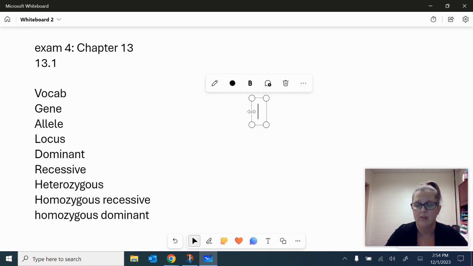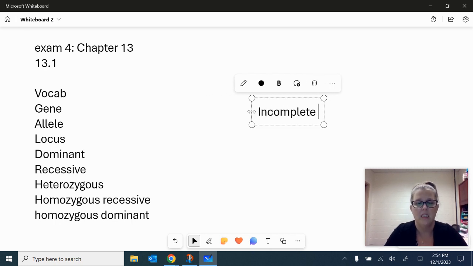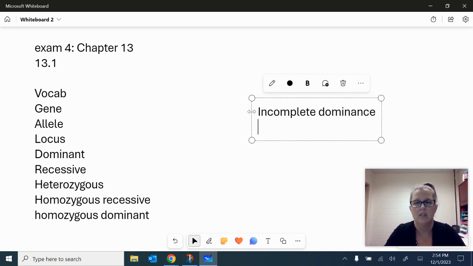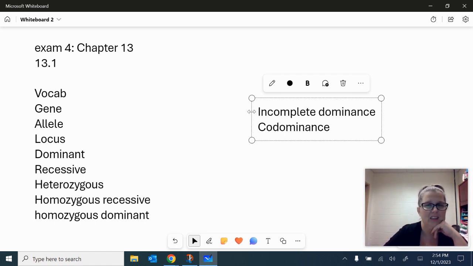Oh, more vocab. Make sure you know incomplete dominance versus codominance. Can you tell the difference? Codominance means they show up separately and distinctly. Incomplete means neither one is more dominant. They blend together to make a new phenotype.